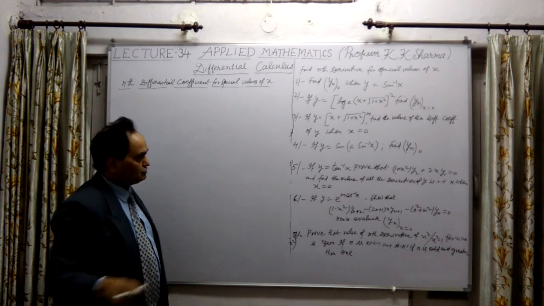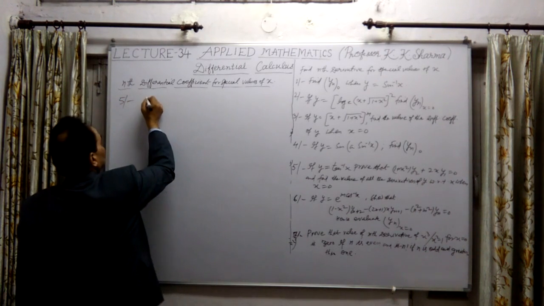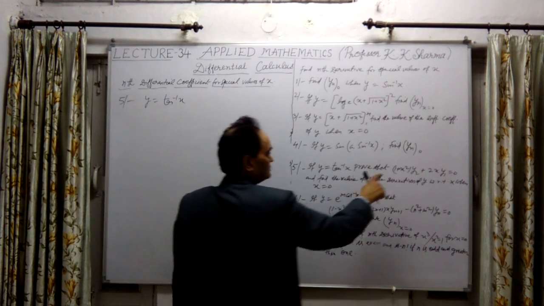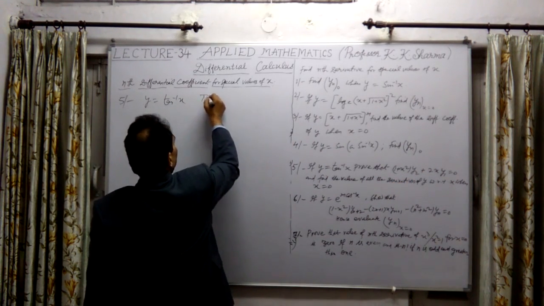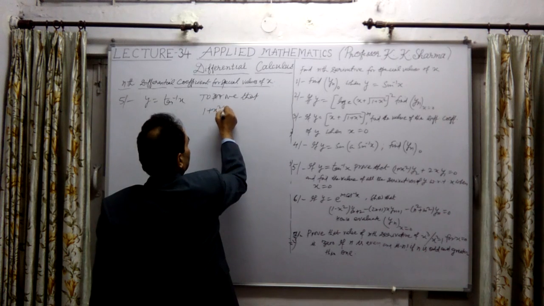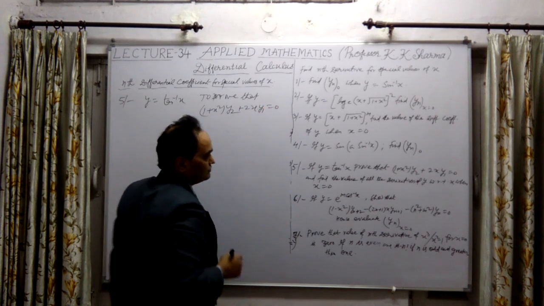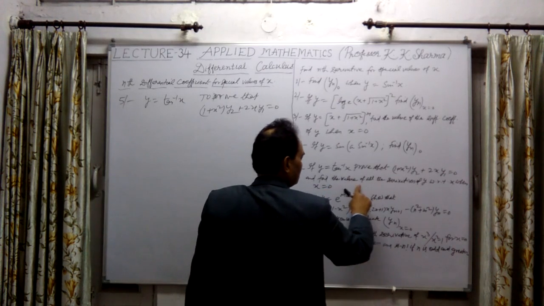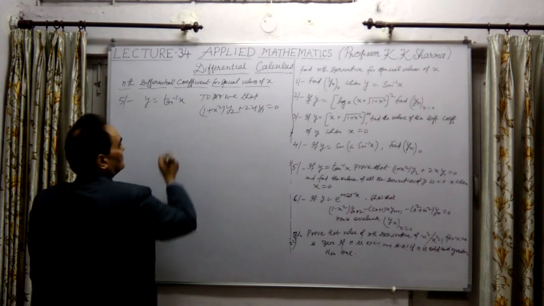Now let me take the fifth question. It says, if y equal to tan inverse x, then prove that (1 plus x squared) into y₂ plus twice x into y₁ equal to 0. We have to prove that first, then find the nth derivative, and then find all values of the derivatives of y with respect to x when x equal to 0. So that we have to find out. First we have to prove this.